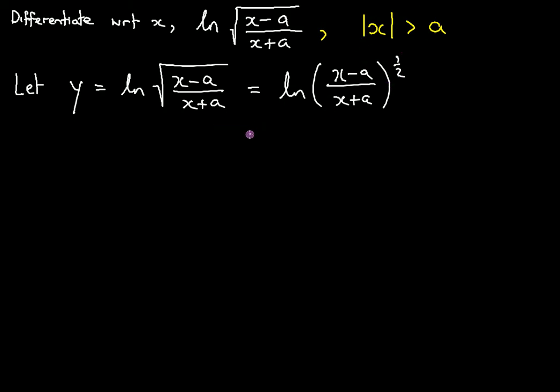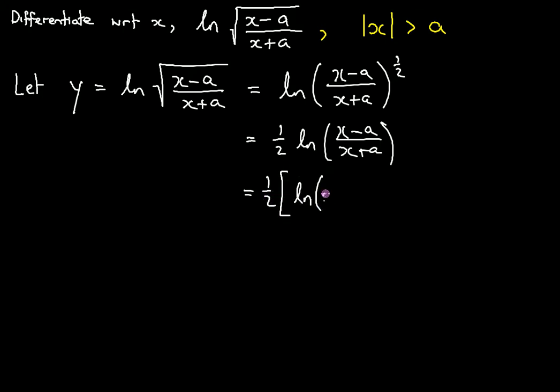So now, using my laws of logarithms, I can bring that half down the front, and also using the laws of logarithms, this divided by sign here, the divisor, can become a subtraction. So I get a half, bracket, ln(x − a) minus ln(x + a). Fantastic. So now we can differentiate this.